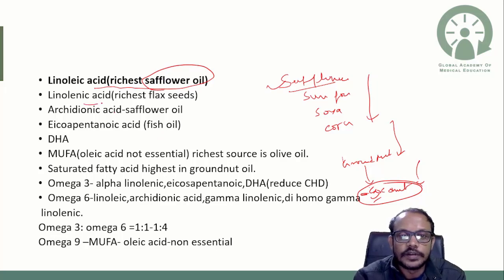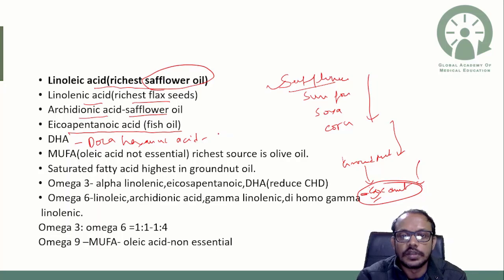And linolenic acid is highest in flax seeds, arachidonic acid is highest in safflower oil, eicosapentaenoic acid is highest in fish oil. Docosahexaenoic acid is actually a component of breast milk, found in breast milk. This fatty acid is good for brain development. Okay, for the brain development of the child, DHA is important.